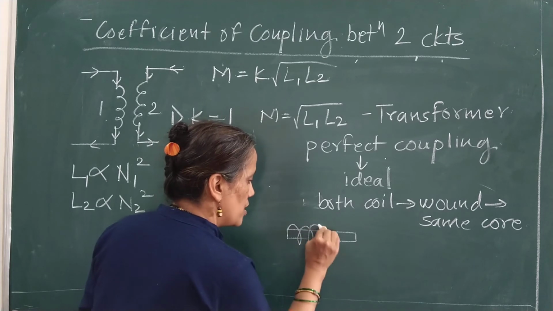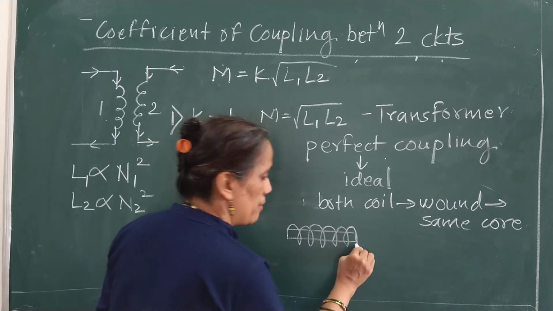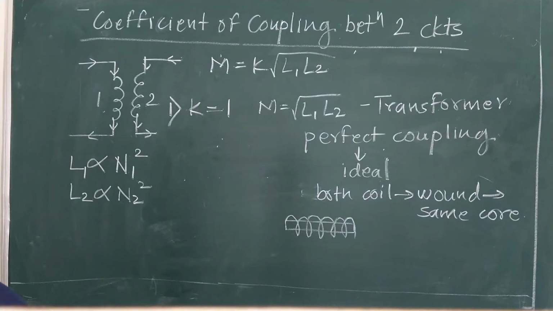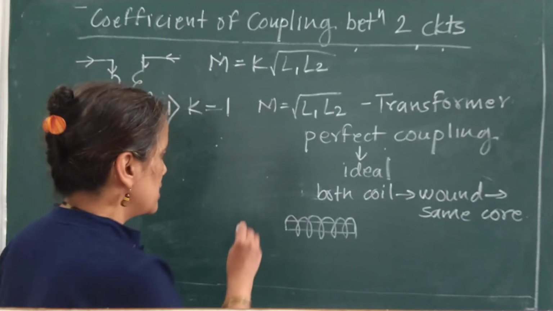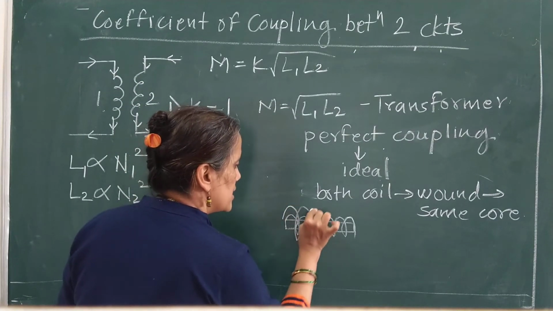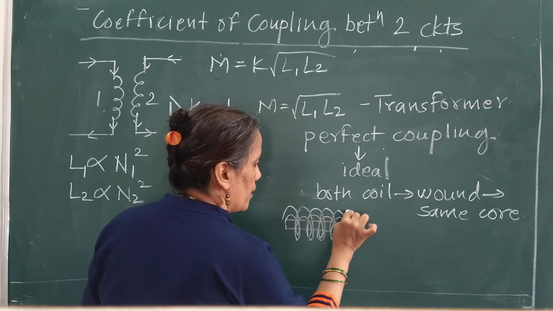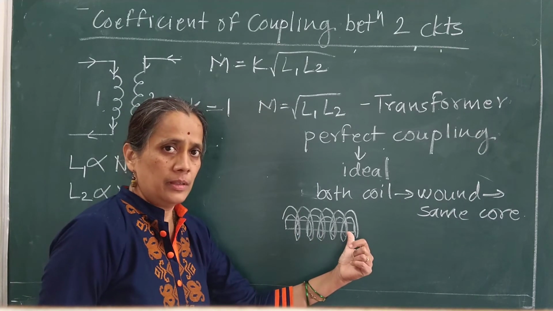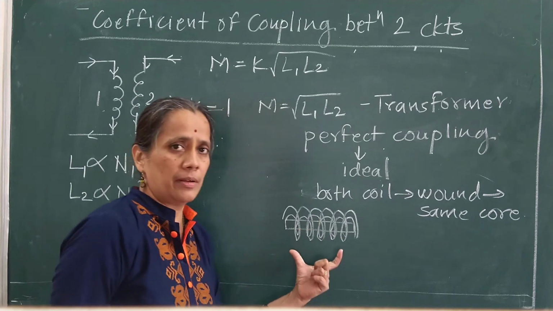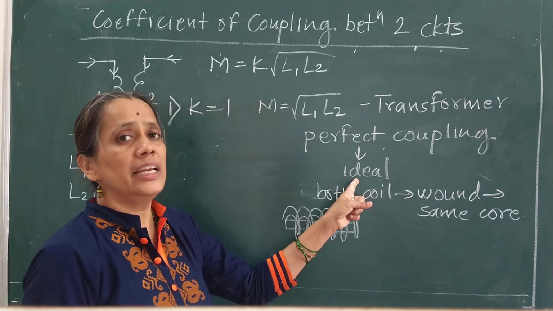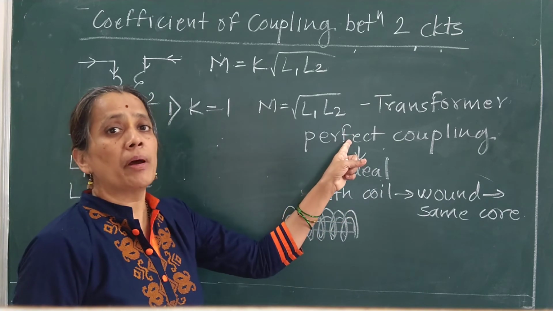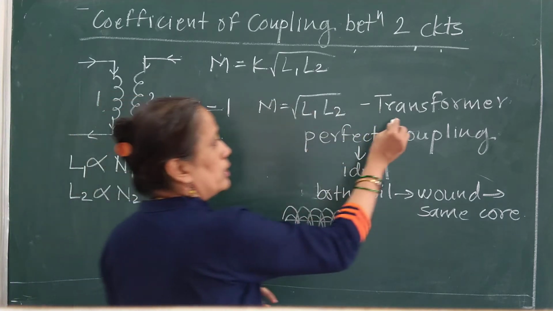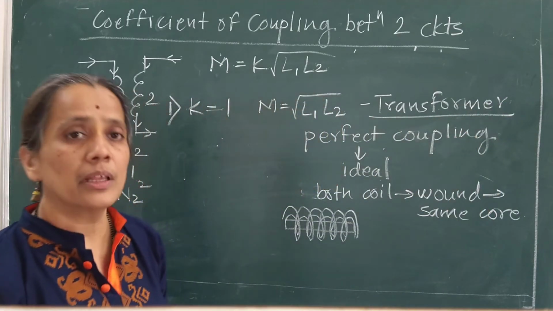Here I can wound the first coil, which I can call the first coil or primary coil. And over that primary coil, I can wound the secondary one. Here is the secondary winding. So if I wound both coils on the same core, then that type of coupling is called the ideal coupling. That coupling I am going to call a perfect coupling. And for perfect coupling, K is equal to 1. And that is possible only in case of a transformer, which we are going to see in the next topic.